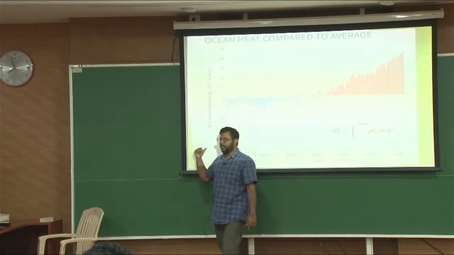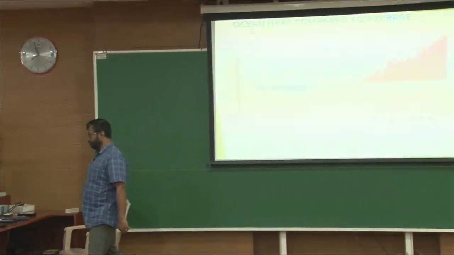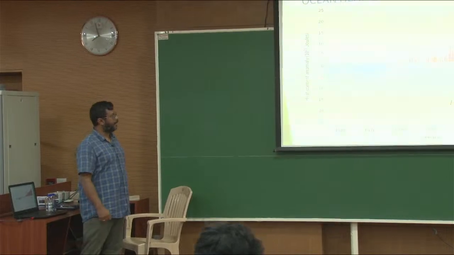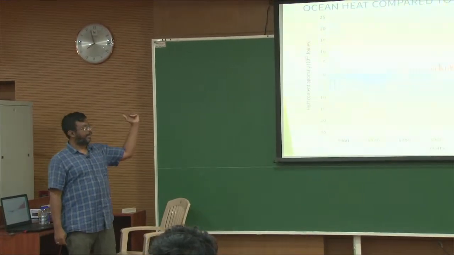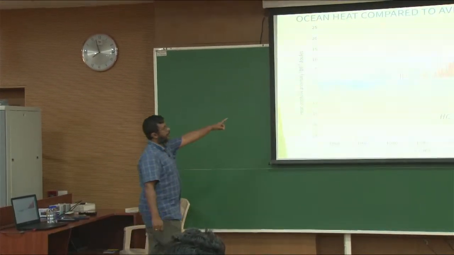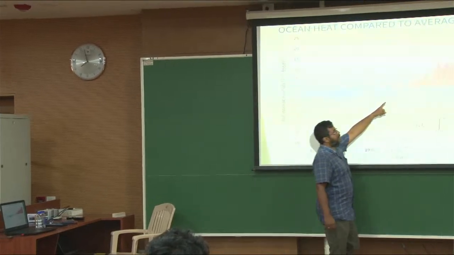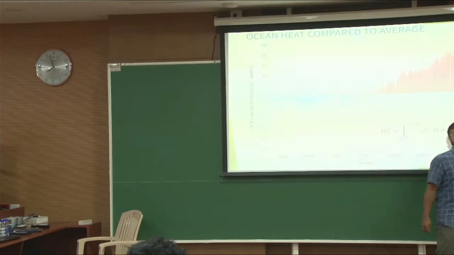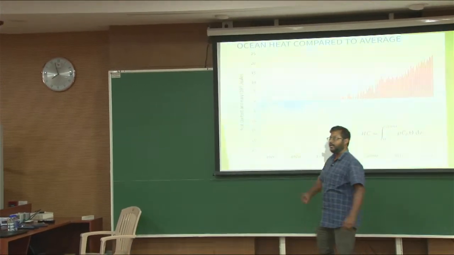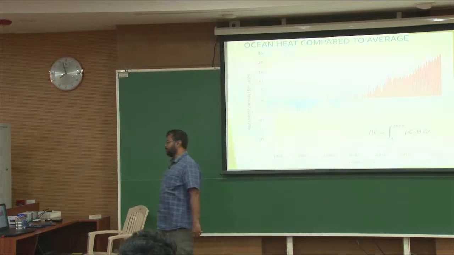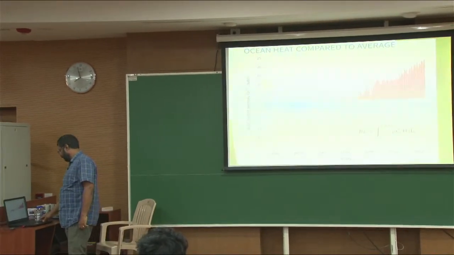Okay. The heat capacity of the ocean, if you take the difference from 1960 to today, has increased. That means the ocean is accumulating more and more heat, and this is what I was trying to tell earlier. The ocean naturally takes up heat from the interior.